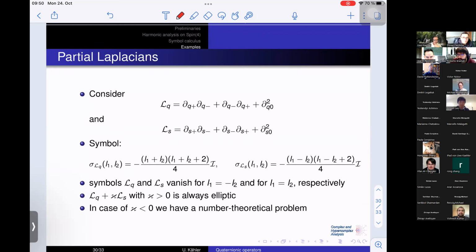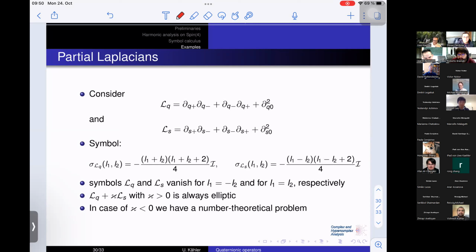And then basically each one vanishes for their respective things. So if I actually have L1 to L2, the second one vanishes if L1 equals L2, and the first one actually vanishes if it's exactly, instead of that line, the other line. And one of the things which comes out is basically if I take here Xi positive, then this one will always be an elliptic operator. Simplest example, take Xi equal to 1, and it's always elliptic.